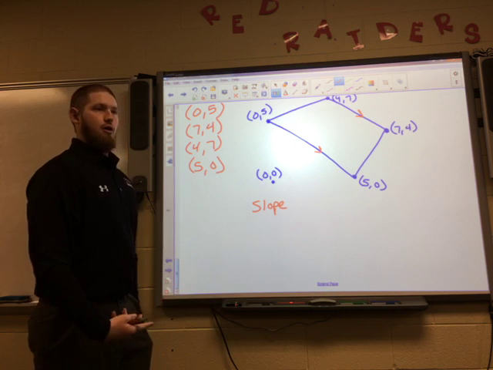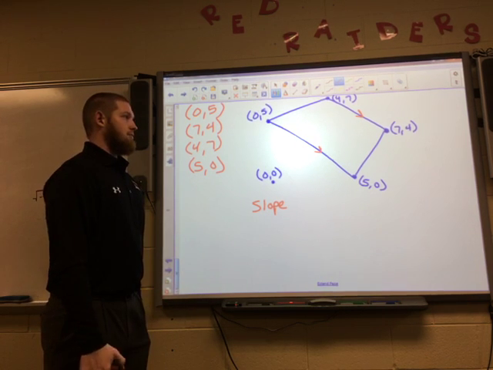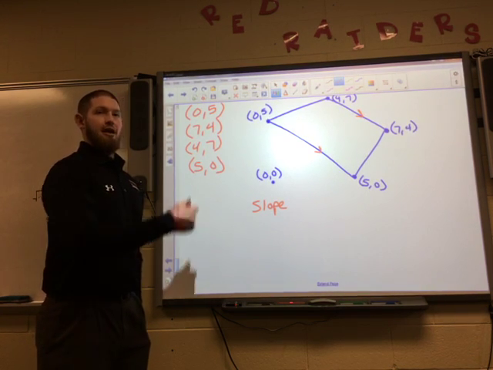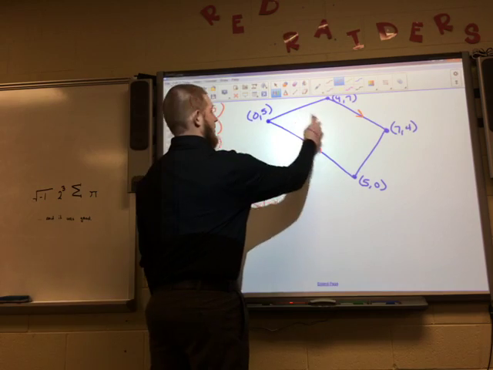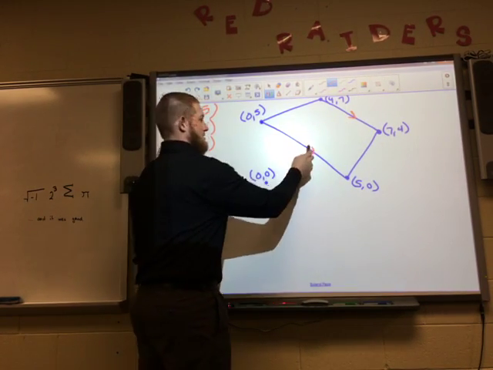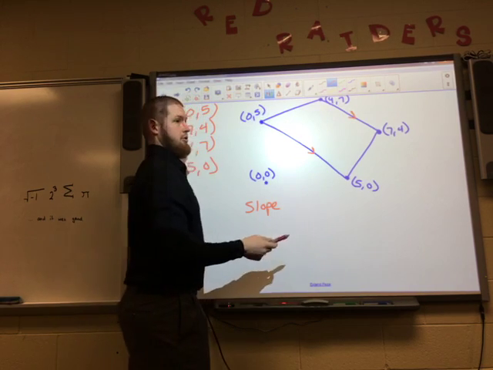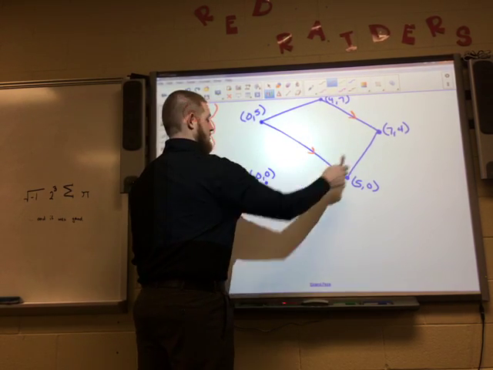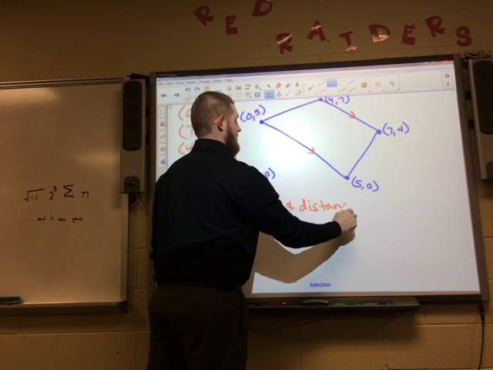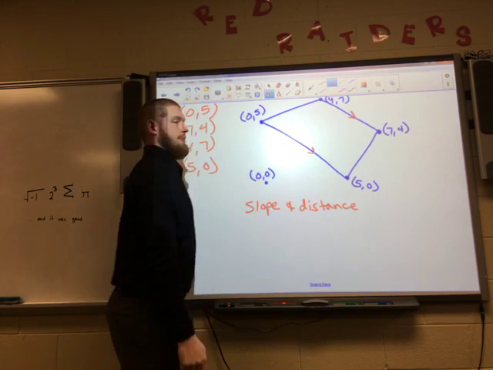Now I also wanted to know, is it isosceles? Which means what? The legs are congruent. Does that tell you anything about these? Do you have to do distance on these? No, but you better do it on the legs, right? So you're going to have to use slope and distance formula on problems like that.